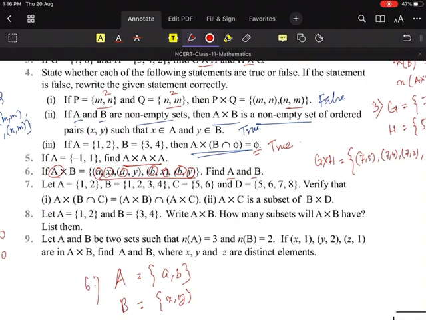Let A is equal to {1, 2}, B is equal to {1, 2, 3, 4}, and C is equal to {5, 6}, D is equal to this set. Verify that A cross (B intersection C) is equal to how much? So 7.1.